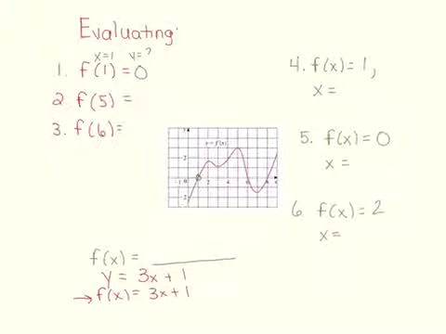The next one is asking us for f of 5. So we'll go over to where x is 5, which is right here. And then we want to find the corresponding y value for that, which happens to be 3. So when x is 5, y is equal to 3. Then we'll look at f of 6. So here at 6 again, we can see that the corresponding y value is 0 there.